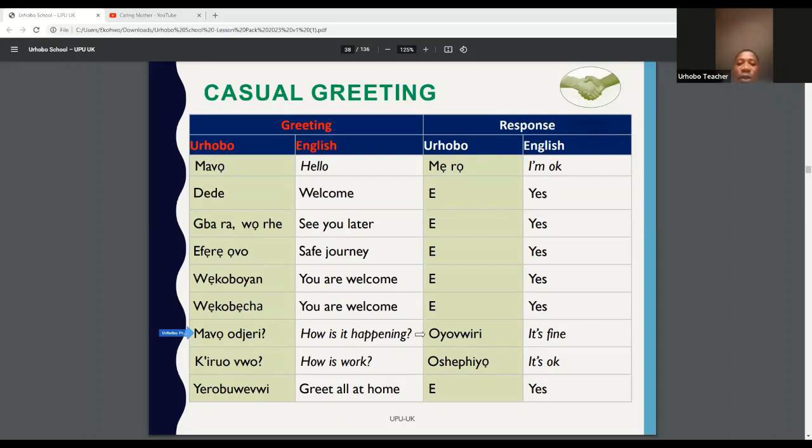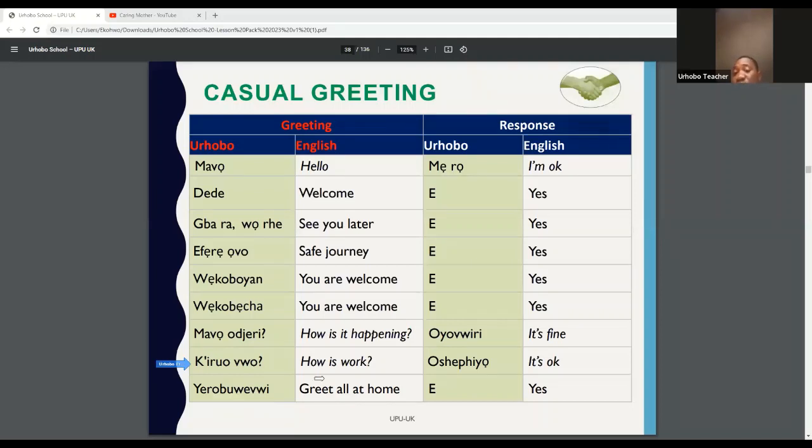And you say what? Oyonwiri is fine. Things are going well. Then the next word is Urhobo. The word there, Urho, I-R-U-O. Urho is work. Urhobo is like saying an eye's work.